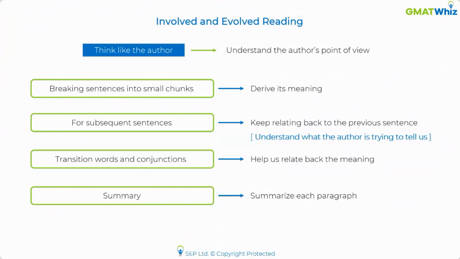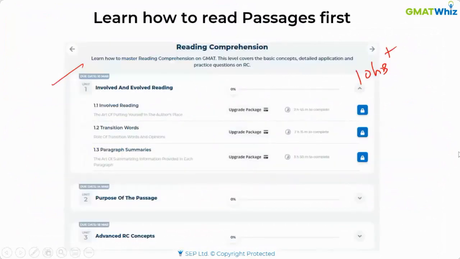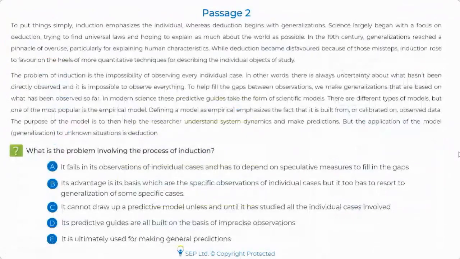All right, let me bring up the passage then. Here's the passage. That's the one question. All the best. Get set going, guys. So again, you have 3 minutes. All right, I'm going to give you 3.5 minutes. I want you to practice the involved and evolved reading. So Deepak, yes, it was a 700 plus level question, and this passage, which is a GMAT whiz passage, is also a 700 plus level passage.